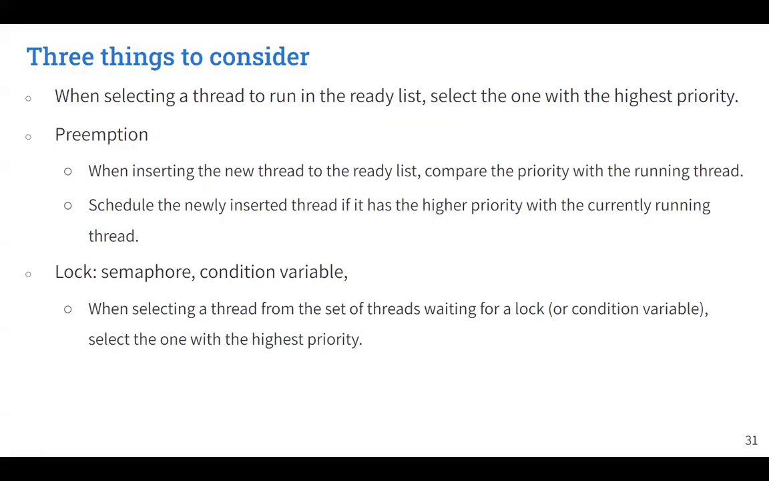So there are 3 things to consider. When selecting a thread to run in the ready list, you should always select the one with the highest priority. And for preemption, when inserting a new thread to the ready list, you should compare the priority with the running thread and preempt the running thread if the new thread has higher priority.